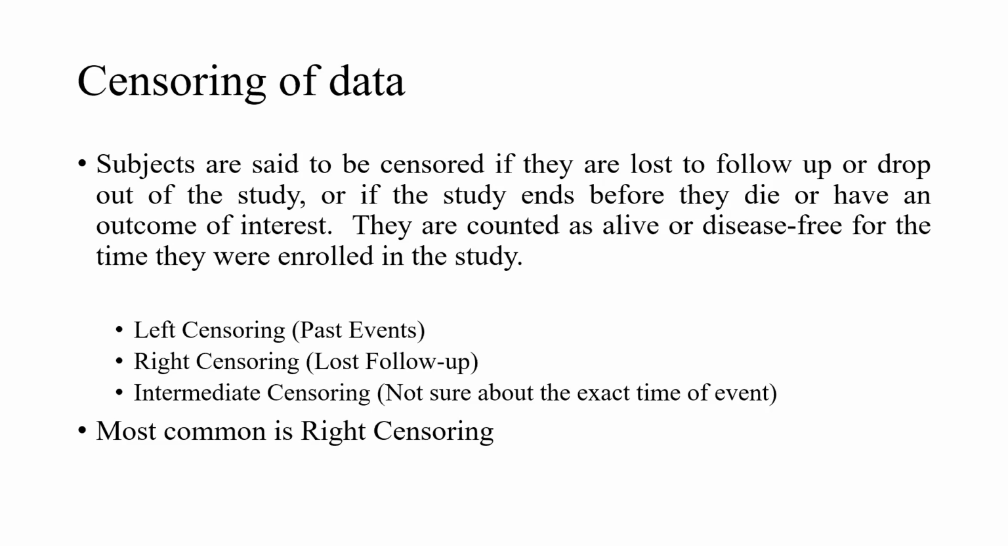And there can be intermediate censoring. We know that the patient did not have the event at first, but after a certain time we know that the patient experienced the event during the follow-up, but nobody knows exactly when he experienced it. That is what we mean by intermediate censoring. The most common censoring is right censoring, so we will mostly be discussing right censoring, not left or intermediate censoring.